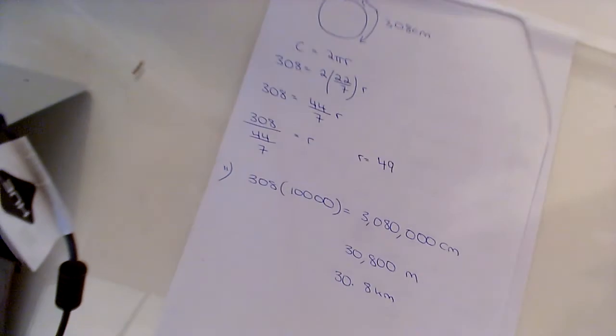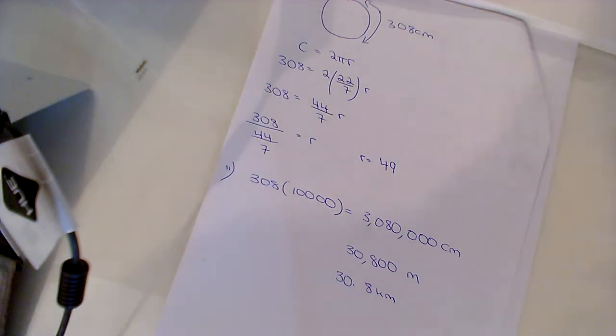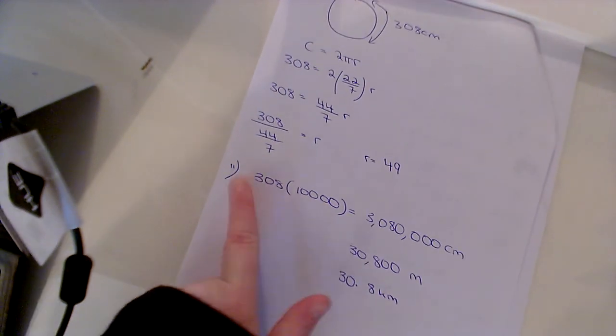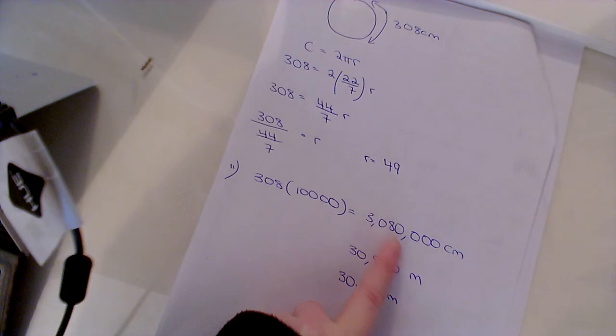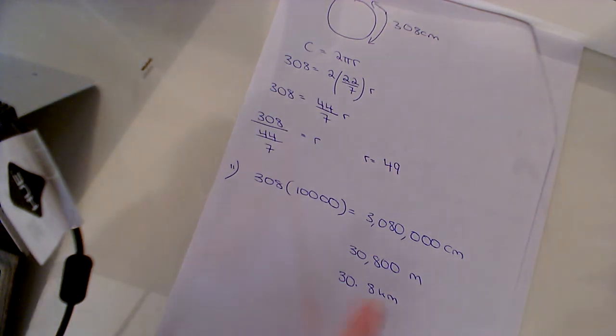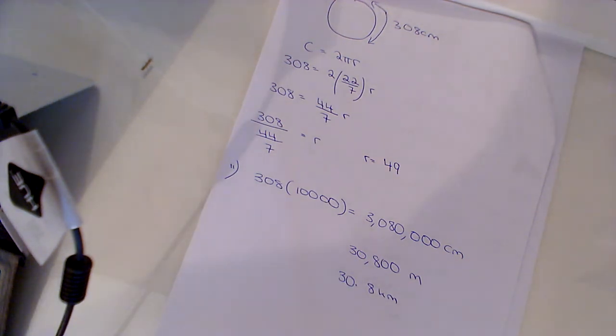Then I was told in part 2 of this, it says, this wheel must be checked every 10,000 revolutions. How far would the wheel travel in kilometres? Okay, so basically I was told that the circumference is 308, so that's one rotation, so it's after travelling 10,000, so I multiply them by each other, and I get 3,080,000 centimetres. Right, that's centimetres. Then they want it in kilometres, so I divide across by 100 to get it into metres, and then I divide across by 1000 to get it into kilometres, so it's 30.8 kilometres.